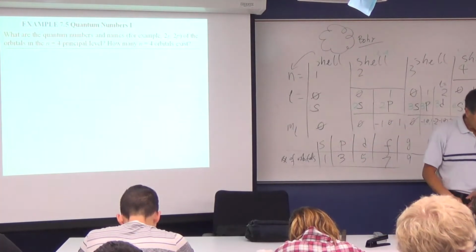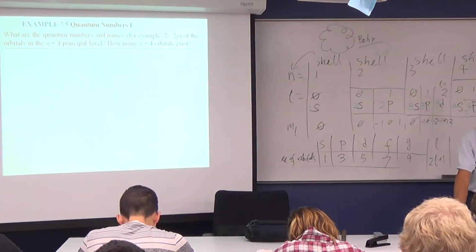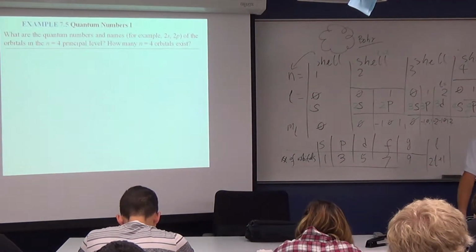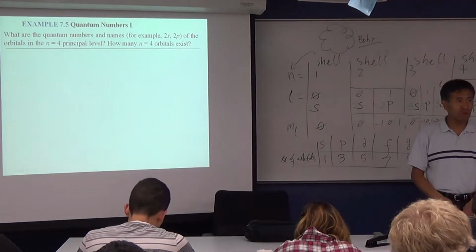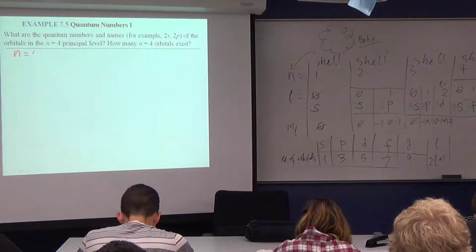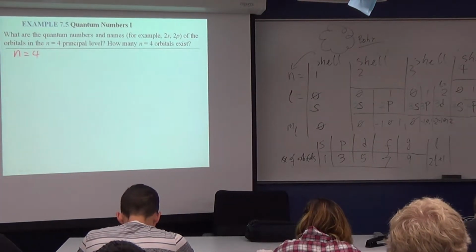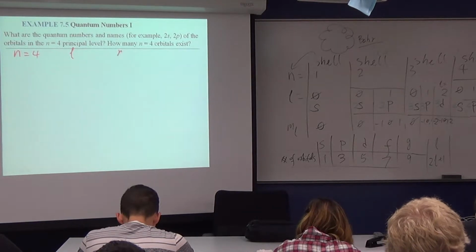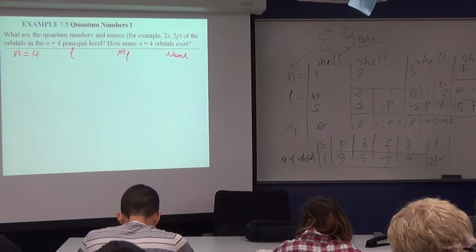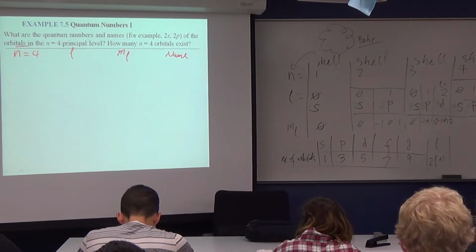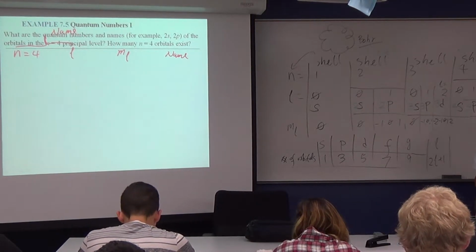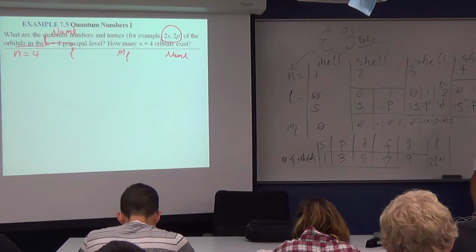Alright, so what are the quantum numbers and names, for example, when we talk about those S, P, and D, 3S, 3P and 3D? For this n, the principal level, what that means is you just list out n equals 4 here. Then you list out what are the possible L, what are the possible ML, then you think about what their names are. The name will only depend on the first two. You just call them something like this. Those are the names.